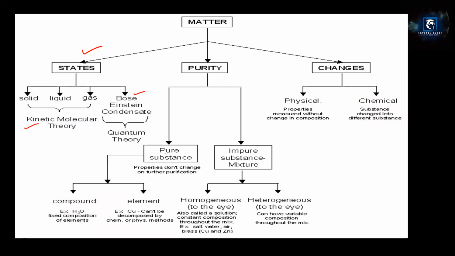Purity, you take it, pure substance and impure substance. We are categorizing into two. Pure substance, where the properties do not change on further purification. You keep purifying the water. For example, you take water, river water, you purify, or the sewage water, you purify. Still the water remains water. So they exist in the same form. That we call pure substance.